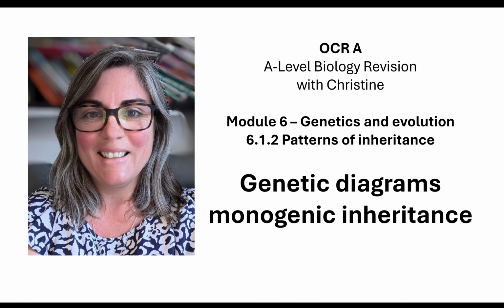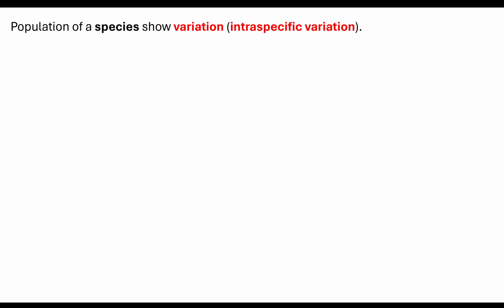So today's lesson, I want to look at genetic diagrams, specifically monogenic inheritance. So let's just remind ourselves about variation. A population of a species will show variation. You will see that if you look around you right now, if you're in a place where there are more people. Now, because it's within a species, we call this intra-specific variation, because we're looking at the differences within, for example, the species Homo sapiens.